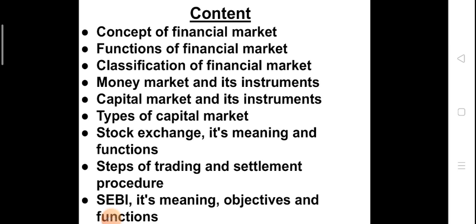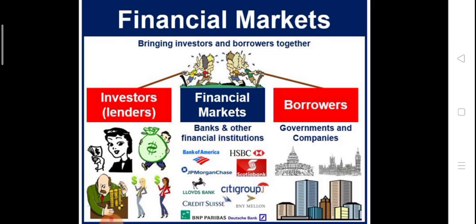So, in this chapter, the contents are concept of financial market, functions of financial market, classification of financial market, money market and its instruments, capital market and its instrument, type of capital market, stock exchange, its meaning and function, step of trading and settlement procedure, SEBI its meaning, objective and function. So we have already learned about the meaning of financial market, its function and classification of financial market. So let's start with the other topics.